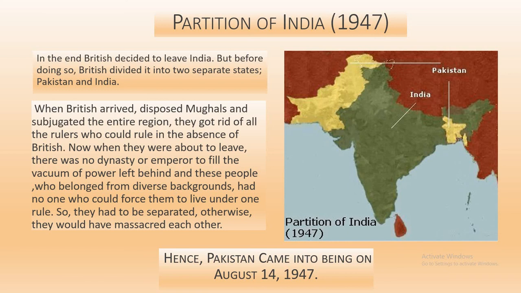Now, when they were about to leave, there was no dynasty or emperor to fill the vacuum of power left behind, and these people who belonged to diverse backgrounds had no one who could force them to live under one rule. So they had to be separated. Otherwise, they would have massacred each other. And from this partition, Pakistan came into being on August 14, 1947.